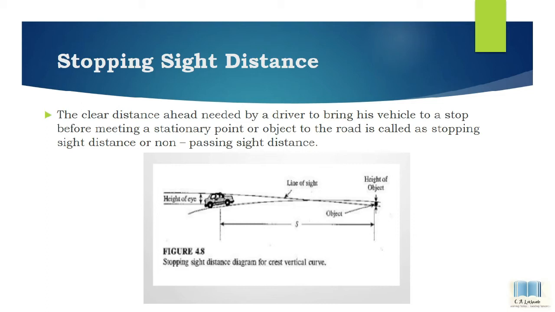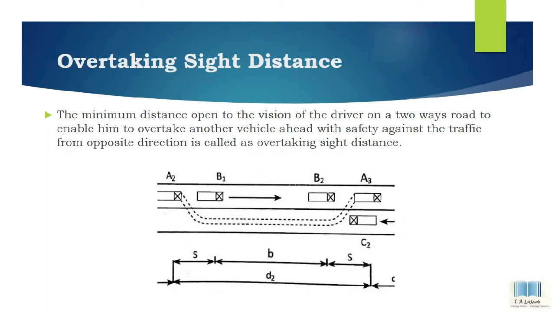Then the second type of sight distance is overtaking sight distance. The minimum distance open to the vision of the driver on a two-way road to enable him to overtake another vehicle ahead with safety against traffic from the opposite direction is called overtaking sight distance. That is, the distance required while overtaking a vehicle is called overtaking sight distance.